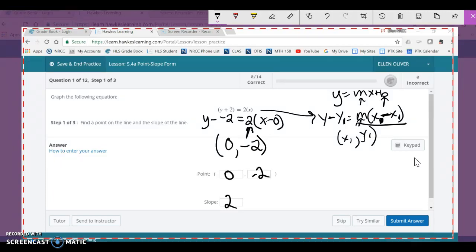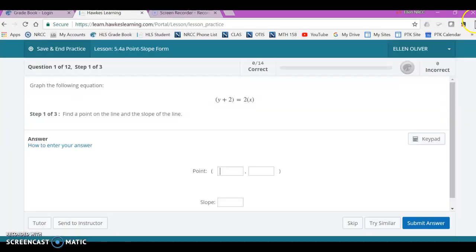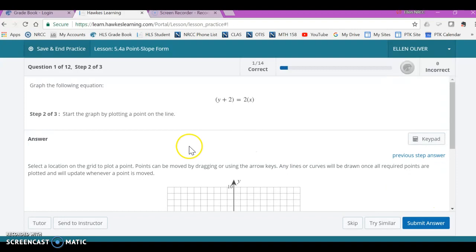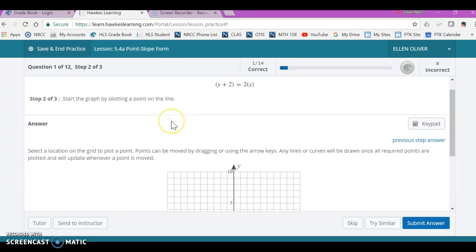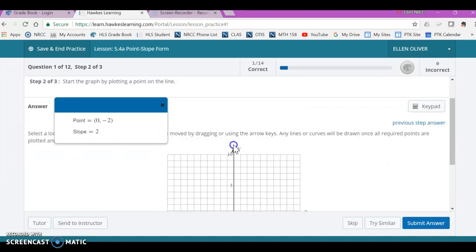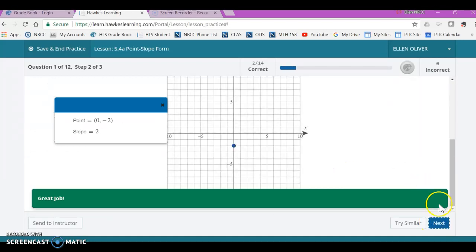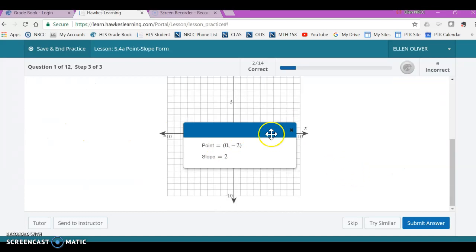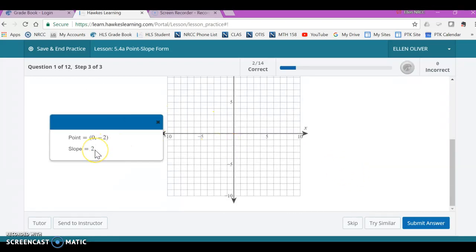We're going to do this multiple times, so hopefully you will get it, because it's a little tricky at first, but you just want to change the form of the equation so that it fits the point slope form you're looking for. Step 2 is start the graph by plotting a point on the line. The point that we found was 0, negative 2, so let's plot that point right there. Step 3 is to use that slope from 0, negative 2. We want to go up 2 and to the right 1. There we go.